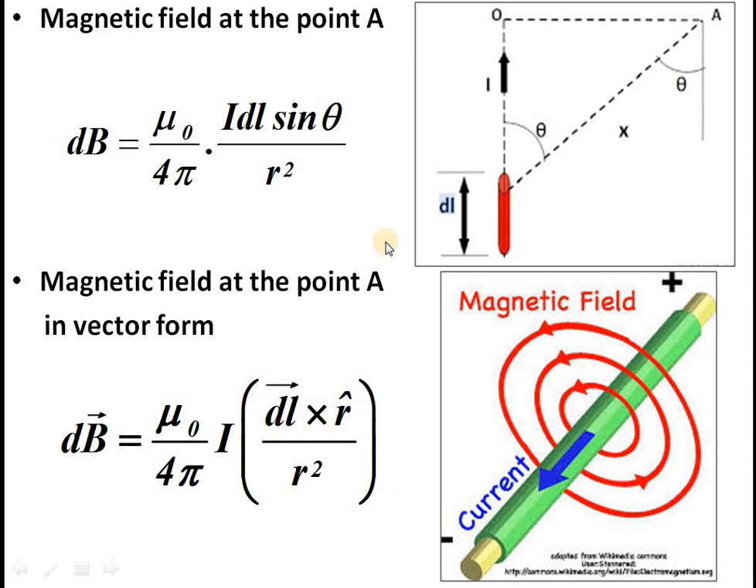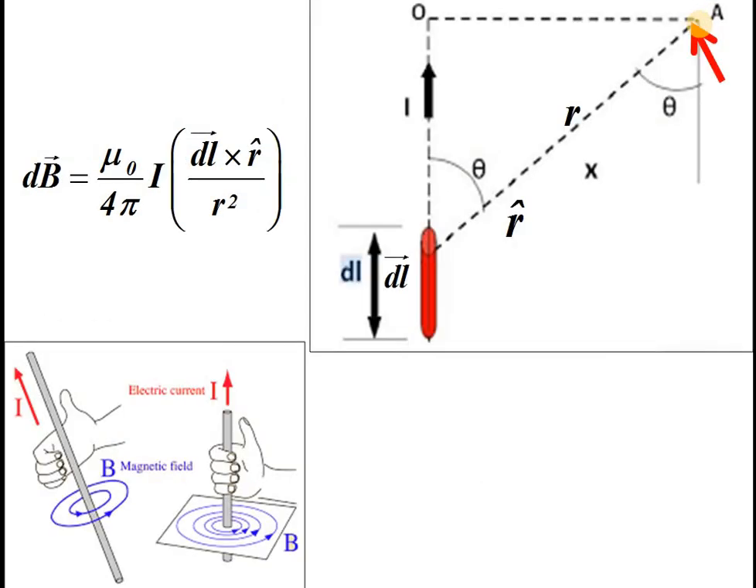And dl cross r cap, you can see, will be directed into the plane of the screen. That is the direction of the magnetic field at the point A. Everywhere, the direction of magnetic field we can find in the same way. So this is the complete equation of Biot and Savart. Things are the same here also. The direction of magnetic field at the point A is shown here.